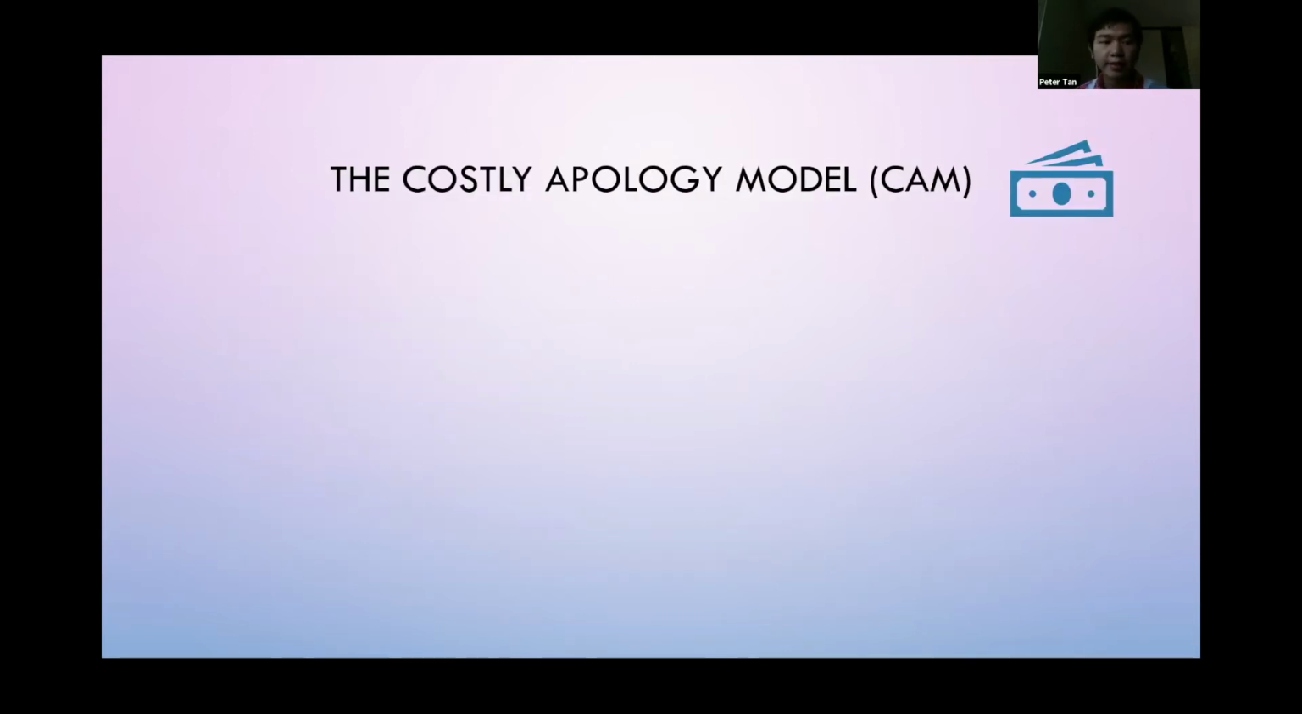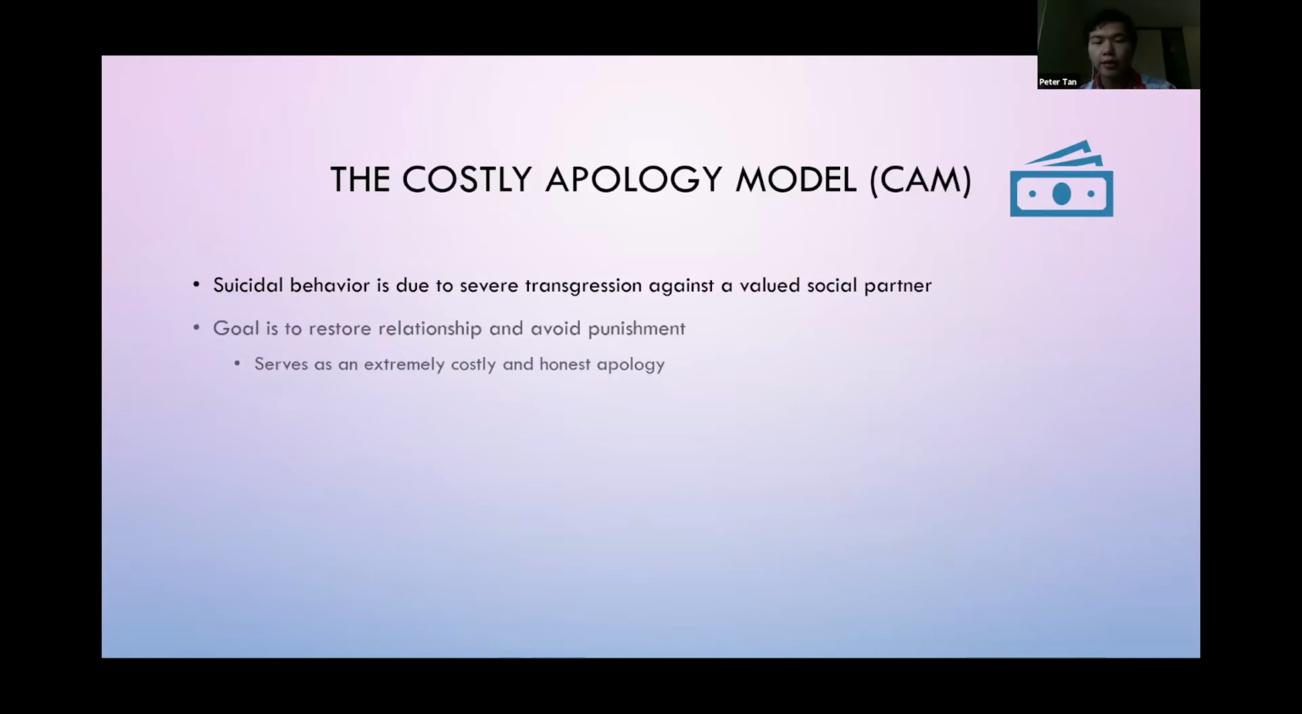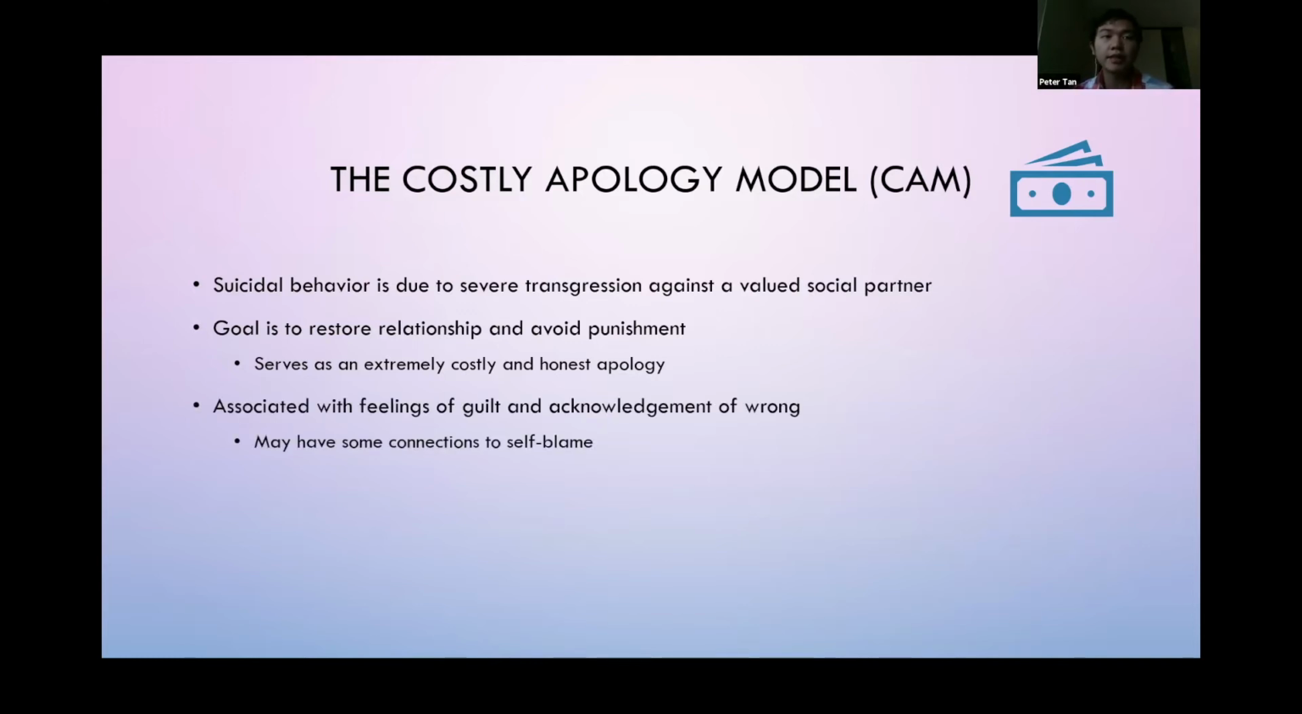So the last model that I will be discussing today is the costly apology model, which suggests that suicidal behavior is due to a severe transgression or wrong against a social partner. Essentially, when someone wrongs a social partner, their suicidal behavior serves as a costly and honest apology to restore that social relationship. So this suggests that suicide should be associated with guilt and acknowledgement of wrong, as well as self-blame.